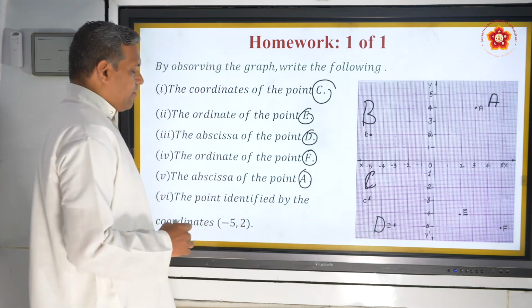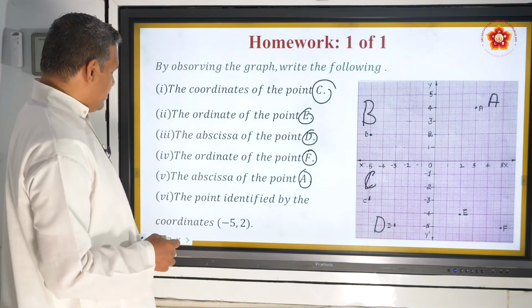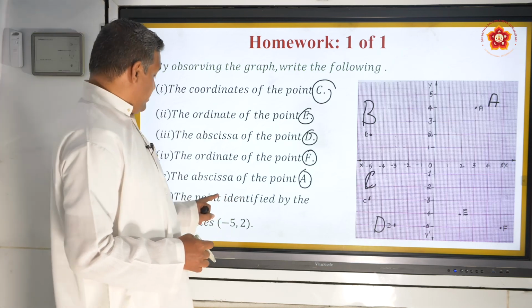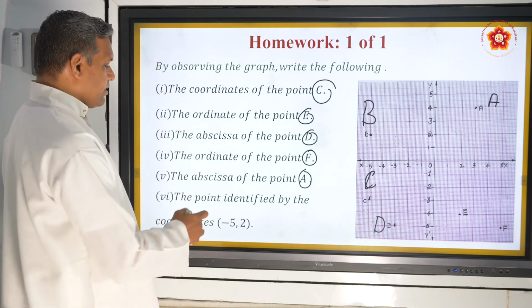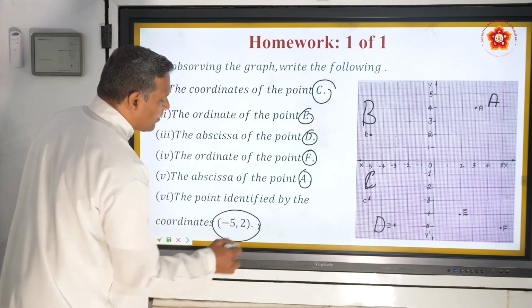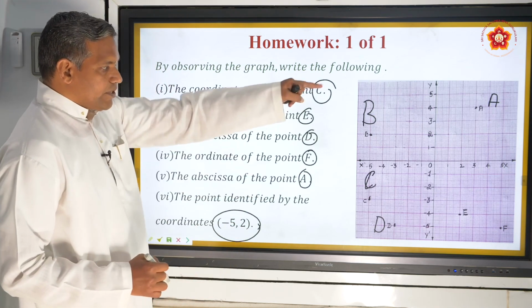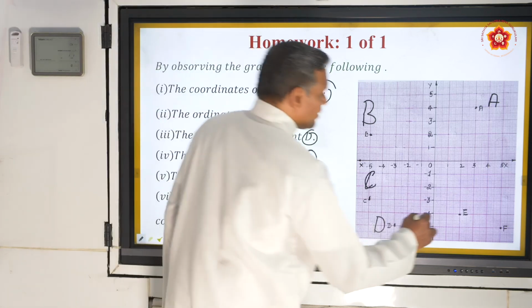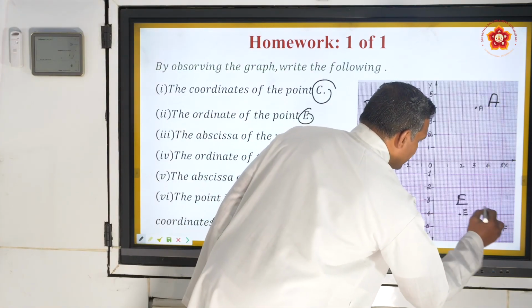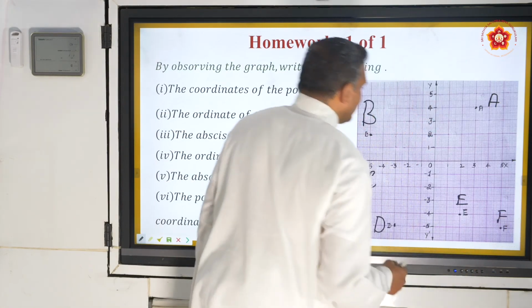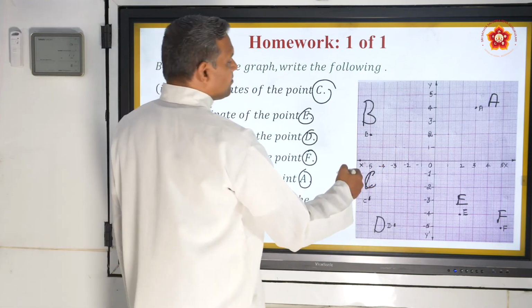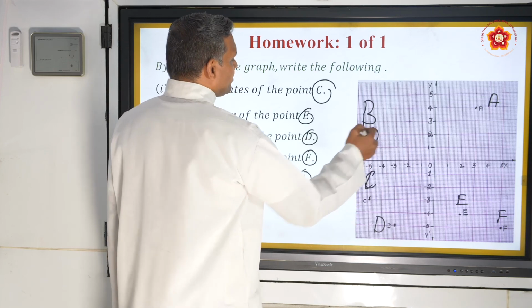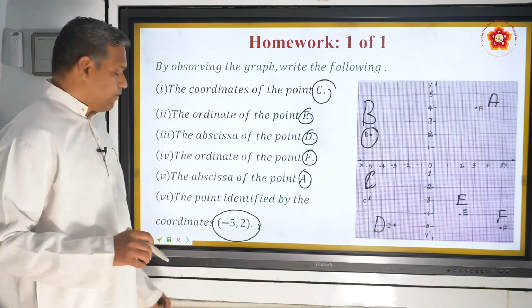And last, I have given one more thing: the point identified by the coordinates. These are the coordinates of one particular point. Which particular point does it refer to? I have given a few more points here. I have given E also here, F also here. So which particular point is referred to by (-5, 2)? You know that the answer is B. So that is what your homework is.